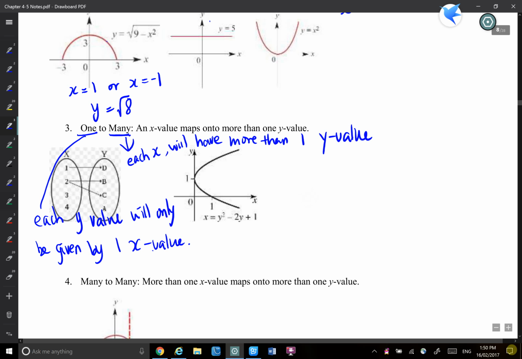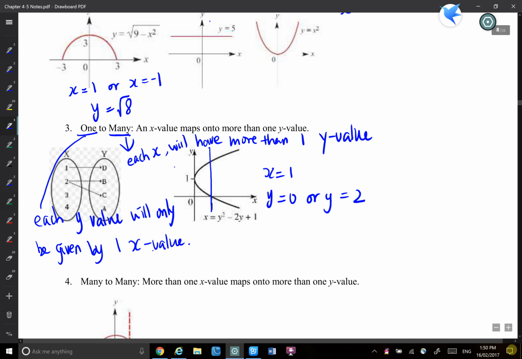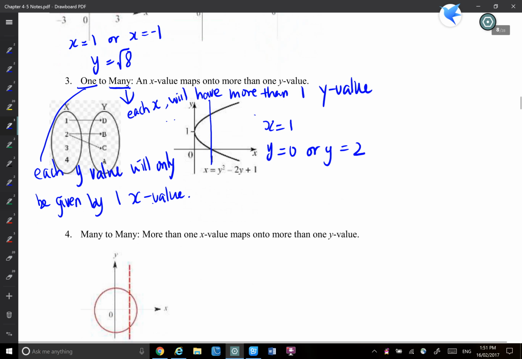For example, let's think about this one. When x equals 1, y can equal 0 or y can equal 2. Each x gives you two y values. But each y value can only be given by one x value. For example, if I tell you y equals 4, your x must be 3. Your x cannot be any other value. But when I tell you x equals 1, your y value can be 0 or 2. I don't know which one it should be. So this is a 1-to-many.